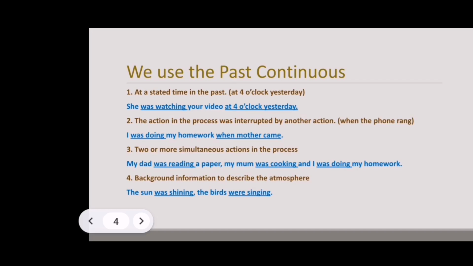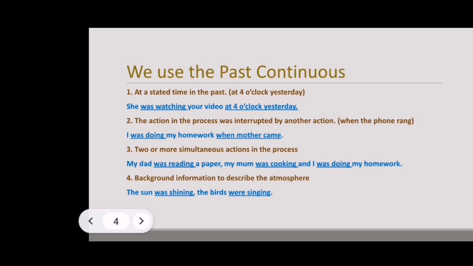The situations when we use the past continuous. The first one, at a stated time in the past. At 4 o'clock yesterday, at 6 o'clock yesterday. She was watching your video at 4 o'clock yesterday. Number 2, the action in the process was interrupted by another action. For example, when the phone rang, when mother came. I was doing my homework when mother came.